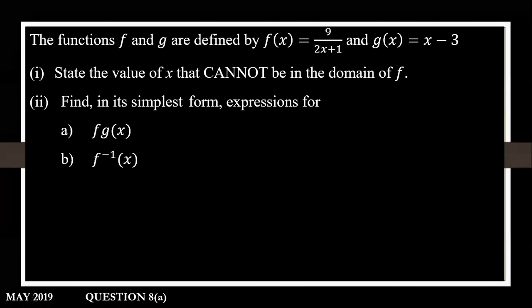Today, we will be looking at question 8A from the May 2019 CSEC Mathematics Paper 2 examination. The functions f and g are defined by f(x) = 9 all divided by 2x + 1 and g(x) = x - 3. We are required to: 1. State the value of x that cannot be in the domain of f. And 2. Find, in its simplest form, expressions for fg(x) and the inverse function f⁻¹(x).